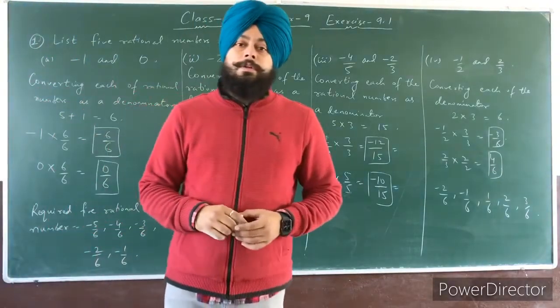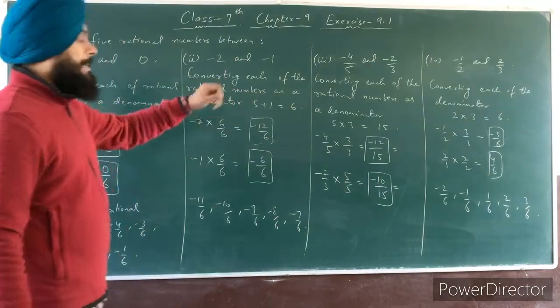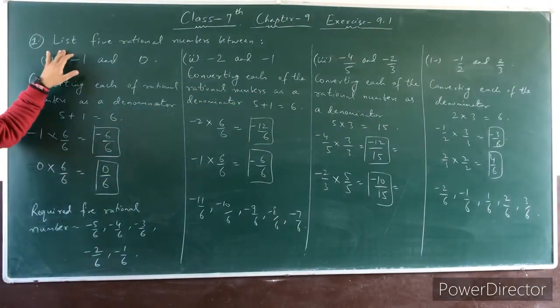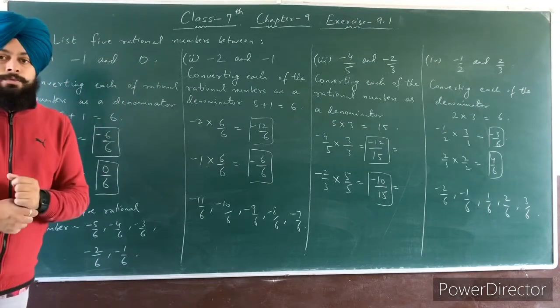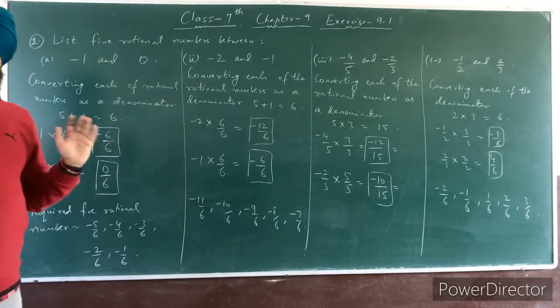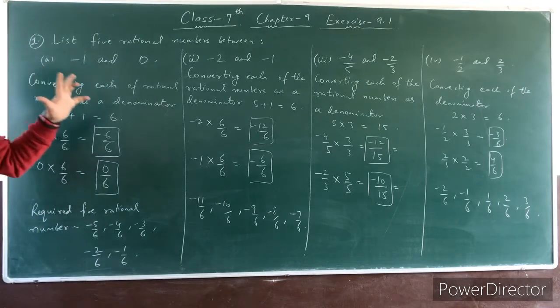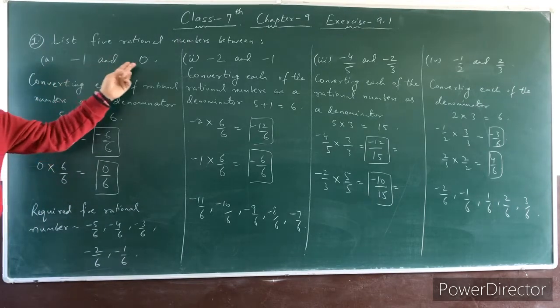Good morning students. Today we will do question number one of exercise 9.1. The first question is: list 5 rational numbers between -1 and 0. It is the same as example number 4. We have to find 5 rational numbers between these two integers, -1 and 0.